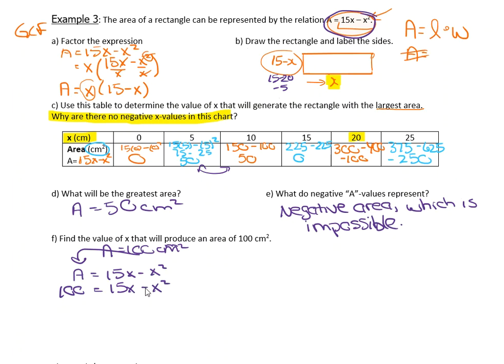I'm looking for the dimensions, the values of x. But what I have to do first is bring the 100 over. So I'm going to have to turn that into a 0 by subtracting 100 from both sides. Now I'm just going to reorganize that. This is a negative x squared, so I'm going to put that first. The 15x is a positive, put that next, and then the minus 100.